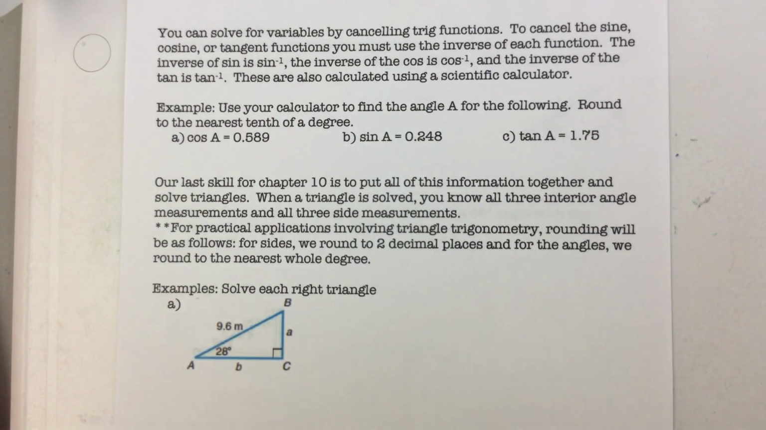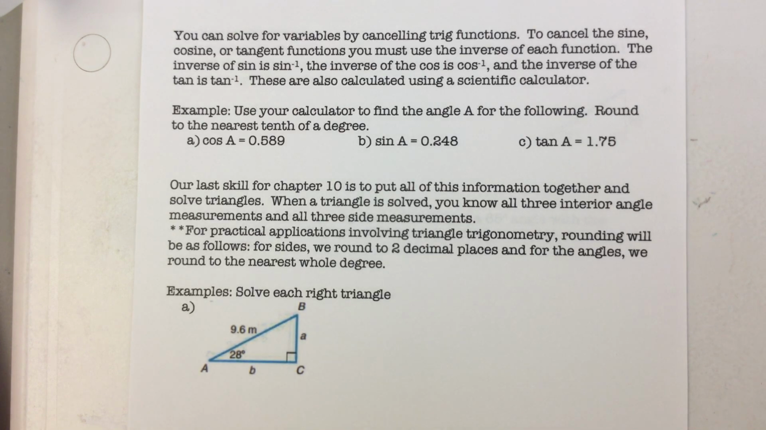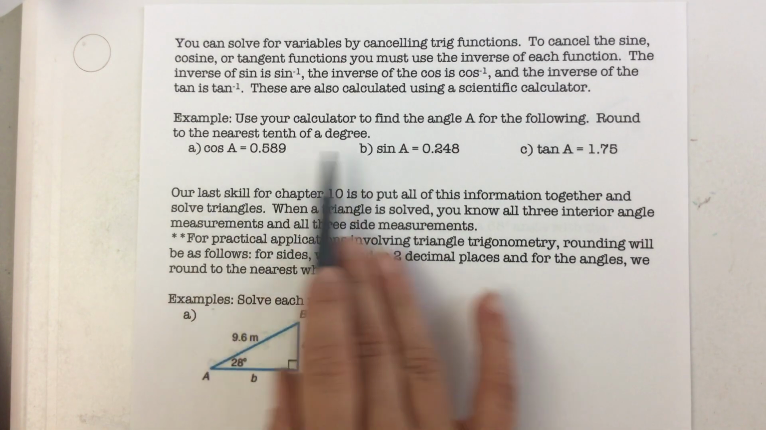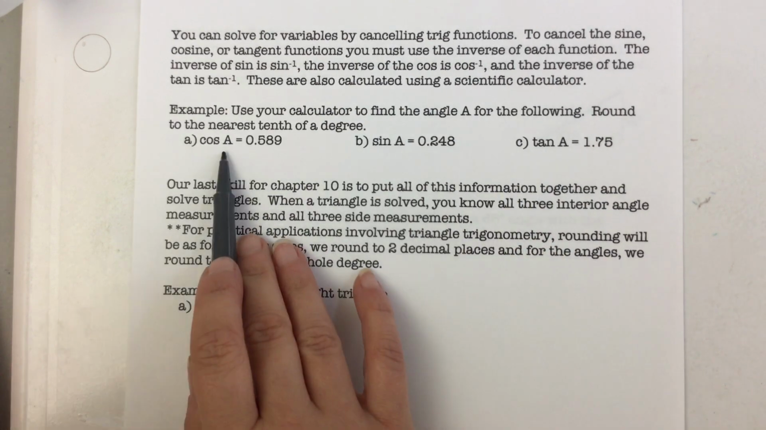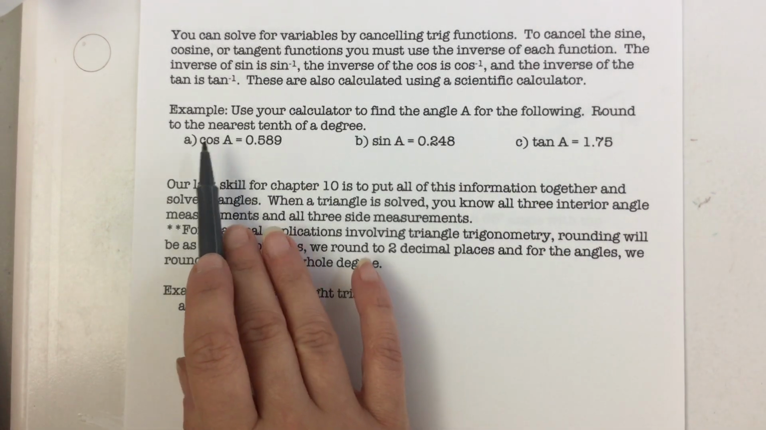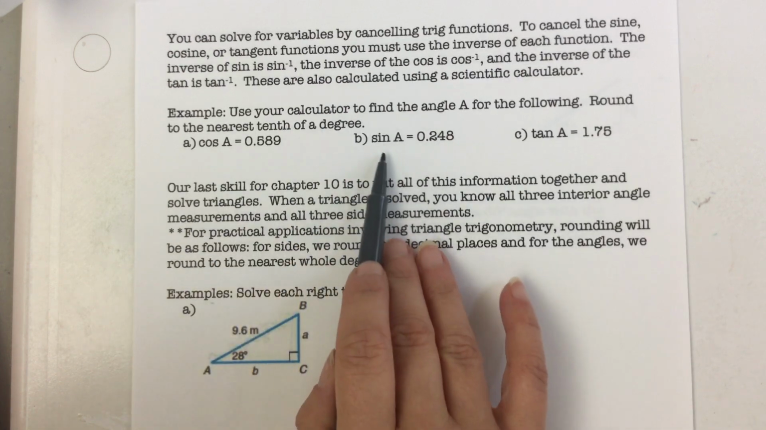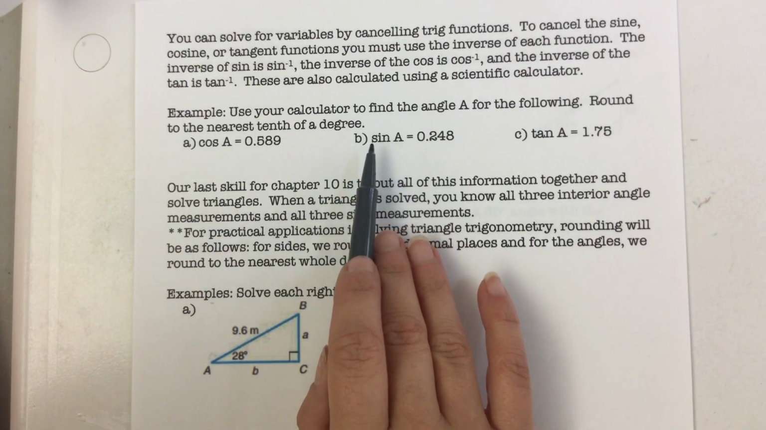Okay, next part. You can solve for variables in a trig equation. Remember, solving means to get the letter by itself. So if I have something like these 3 equations right here, this is where we'll be practicing this skill. If I want to know what A is, I need to cancel a cosine. Or here, if I want to know what A is here, I have to cancel the sine.